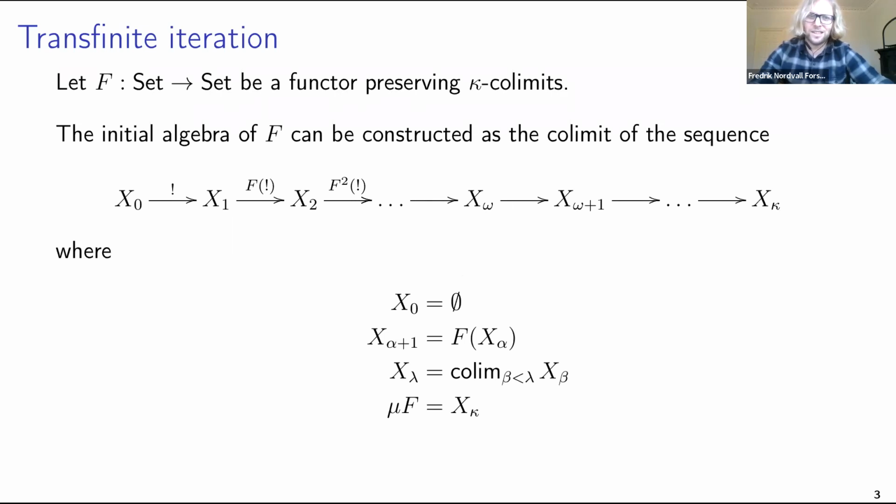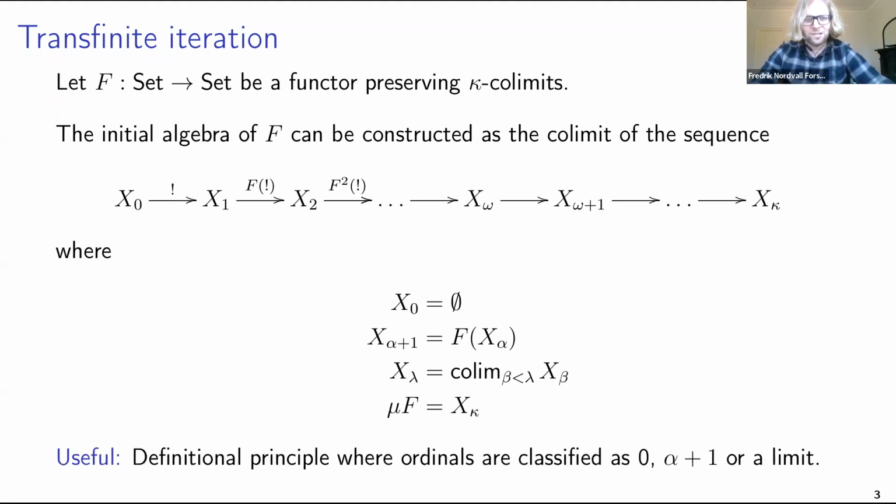And if the functor was not nice enough, then we needed to go beyond the finite ordinals in order to do it. So the thing that was useful here for the ordinals was that we had a definitional principle where we could define something by saying what happens if it's 0, what happens if it's a successor, and what happens if it's a limit. And that this actually was a well-defined definition, right?